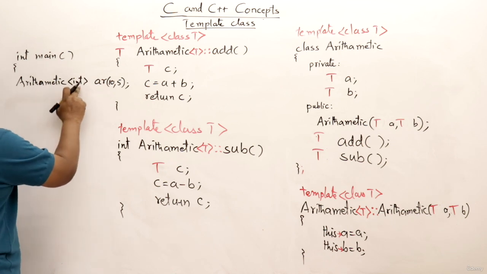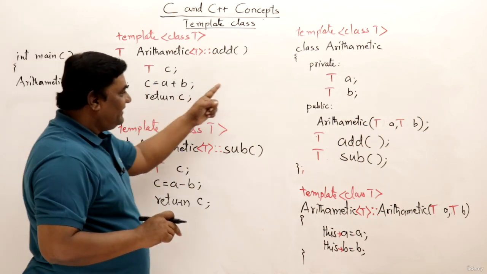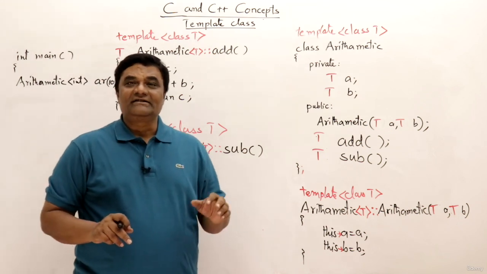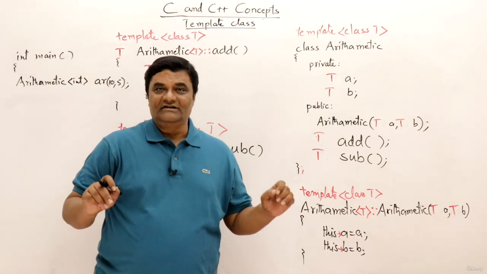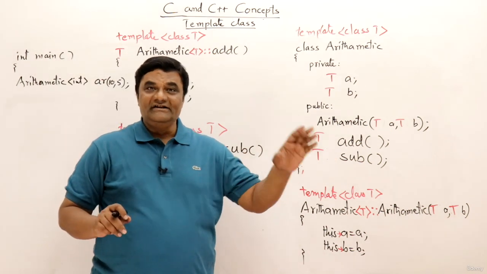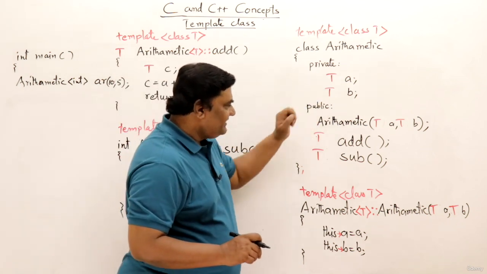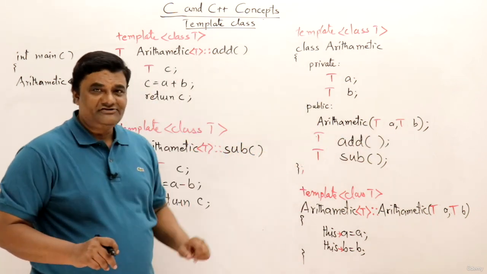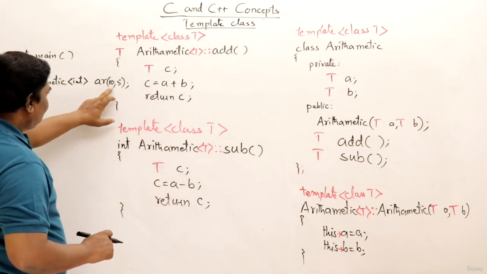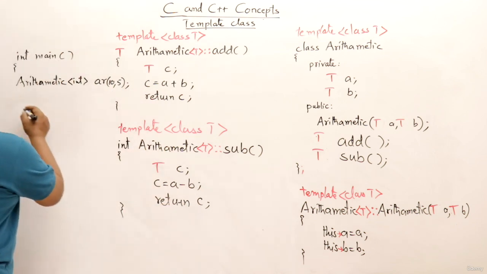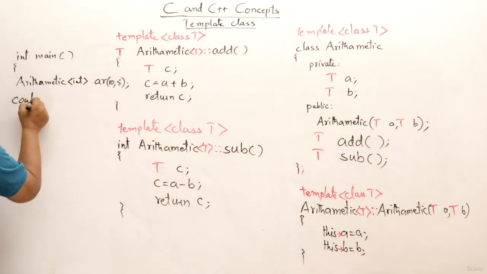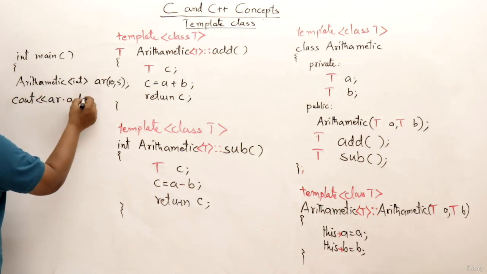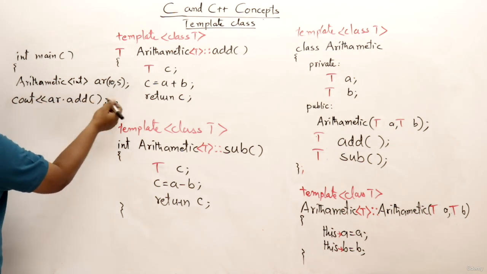Now in this Arithmetic class of int, everywhere I have written T, that will be replaced by int, and this class becomes a pure integer class. So this works for integer type data. These variables become integer, the return types become integer, these parameters become integer, everything becomes integer. Now these 10 and 5 are integer values. If I want the result, I can say cout and call that function add. It will give me the integer addition of these two numbers.